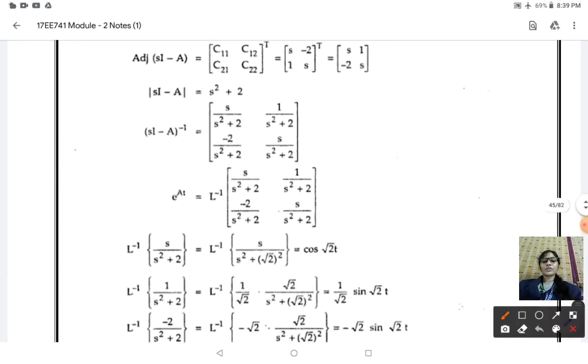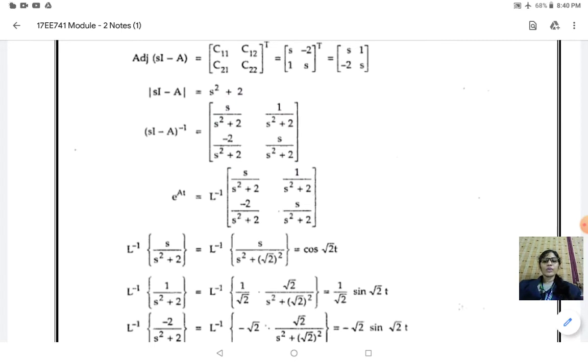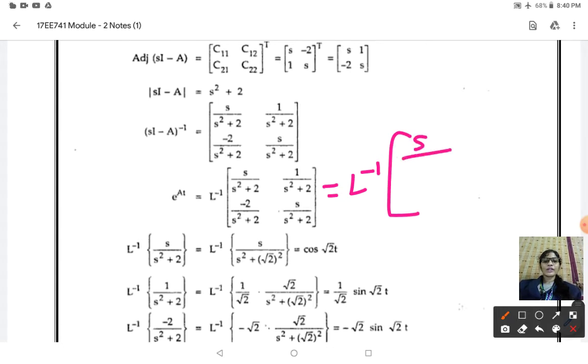Then you have to substitute: e to the power of At is Laplace inverse of (sI minus A) inverse. The Laplace inverse is going to be s divided by s square plus 2, 1 divided by s square plus 2. Here also you have to use a term like s divided by s square plus 2, it is there, right? You can write this s square plus 2 as s square plus root 2 the whole square. So when you write it, you will get Laplace inverse of s divided by s square plus root 2 the whole square.